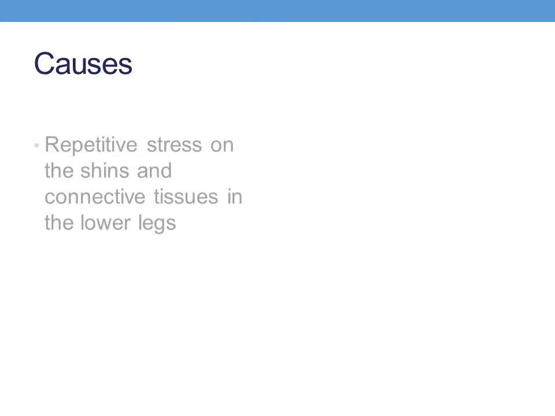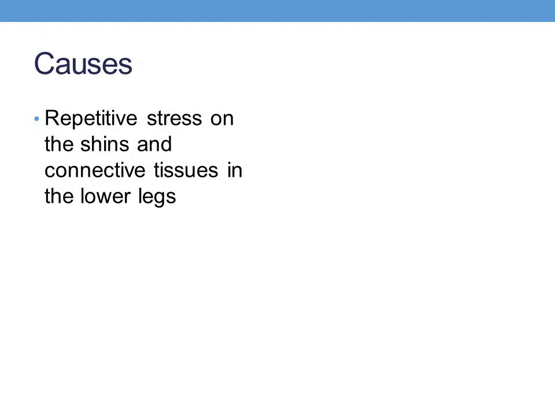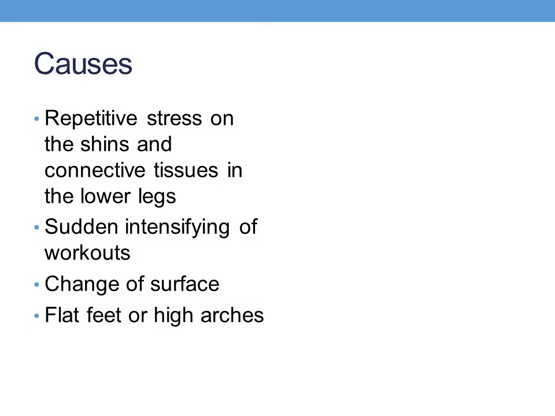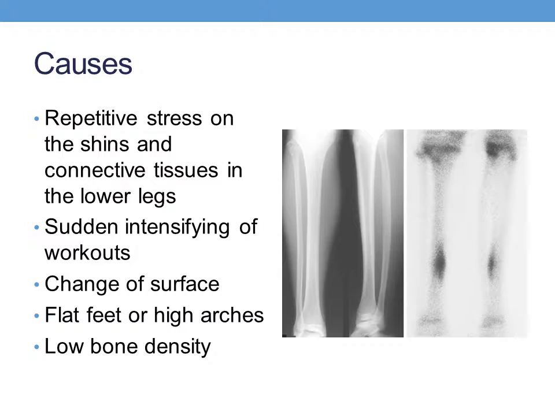So some of the causes of shin splints include repetitive stress on the shin bone and the connective tissues that attach your muscles to the bone, suddenly increasing the intensity or frequency of training, switching from a soft surface like a trail or grass to concrete or a track, flat arches in the feet, which can make the feet roll inward when running. Also, CT scans of the tibias of runners with shin pain have shown pockets of low bone density that appear at the location of pain, which can lead to a slight bending of the bone when it is loaded.